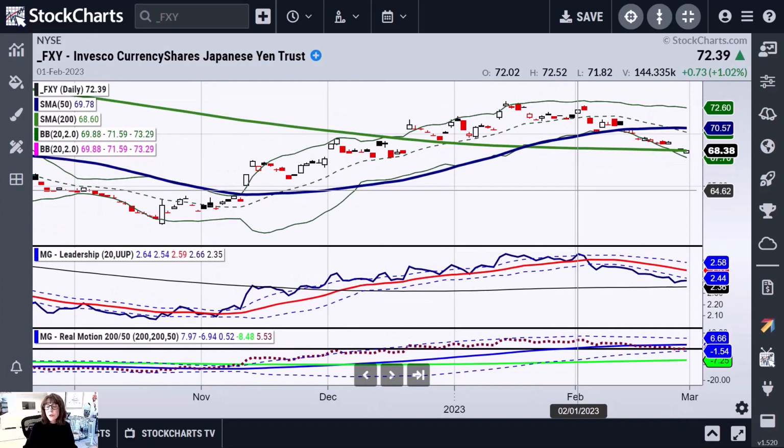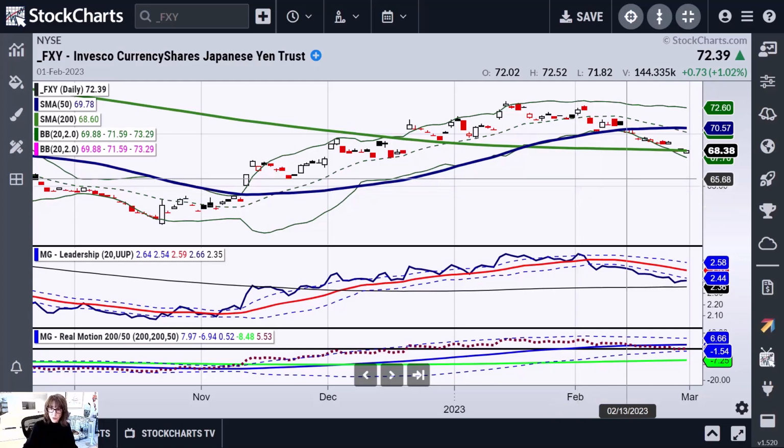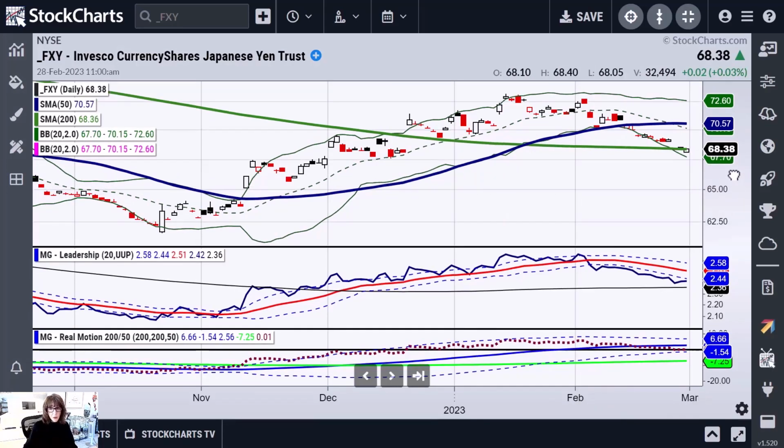So keeping consistent with the ETF, this is a look at the Japanese yen trust. And we know that Japan has had a host of issues with inflation, with trying to support its own economy with lots of buybacks of bonds, banks buying stocks, low labor force because of an aging population that they're trying to take care of. And so right now, it's no surprise that we're seeing this being weaker than the euro and also the US dollar.